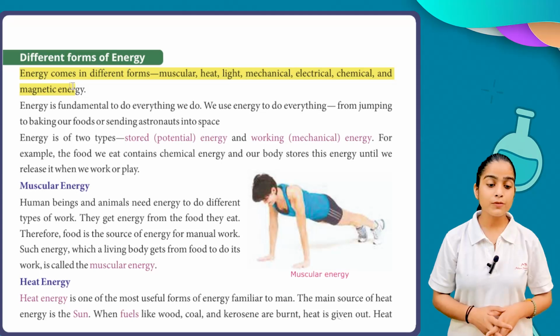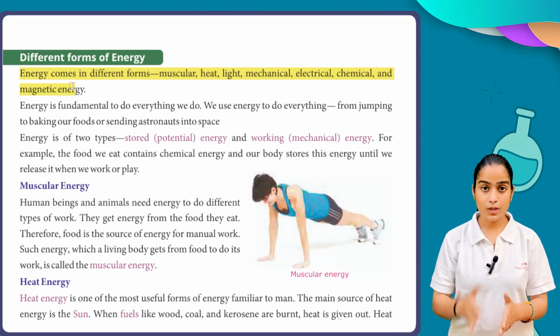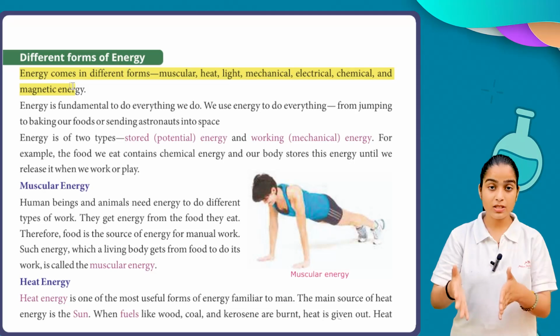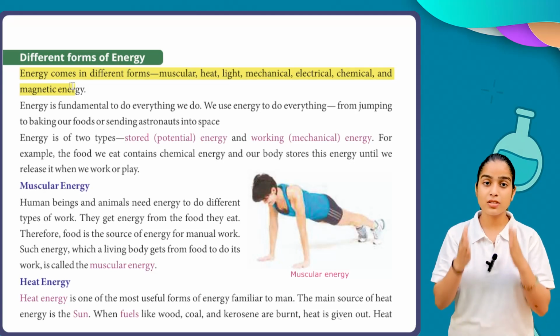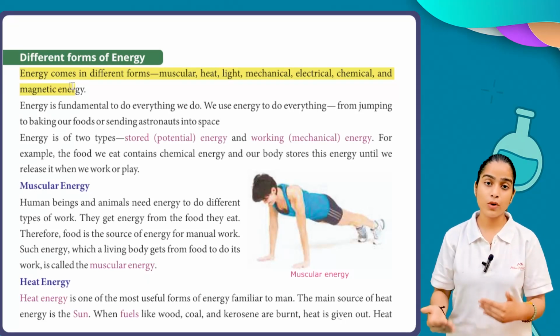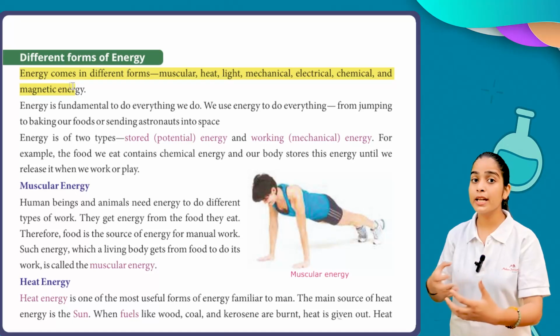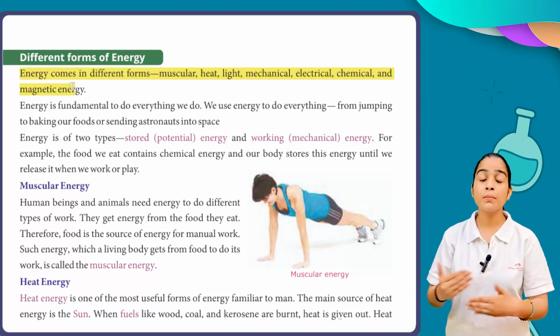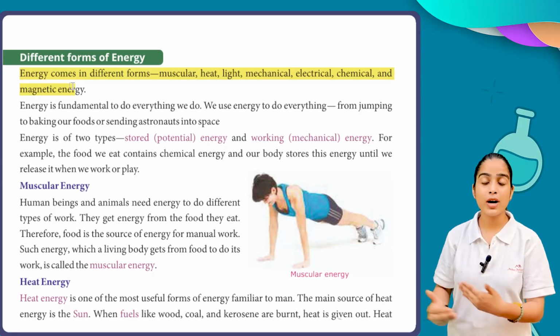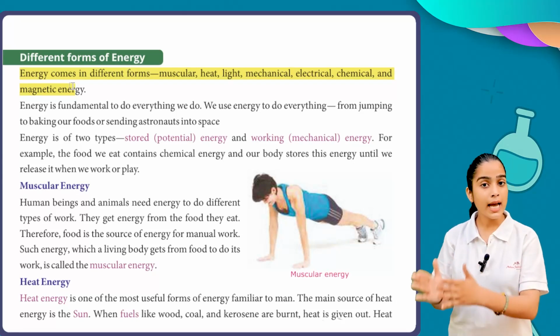For example, the food we eat contains chemical energy, and our body stores this energy until we release it when we work or play. So basically what we have to understand is that when our food is digested, our energy gets stored. The form of that energy is referred to as potential energy. But when we are doing any kind of work, it means we are putting energy into that work. It means we are doing mechanical work, using mechanical energy at that time.